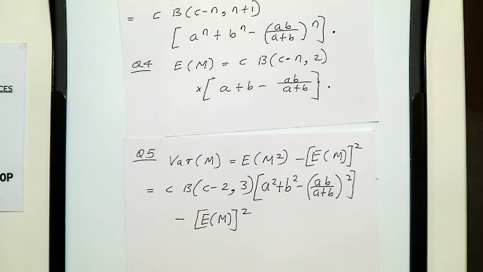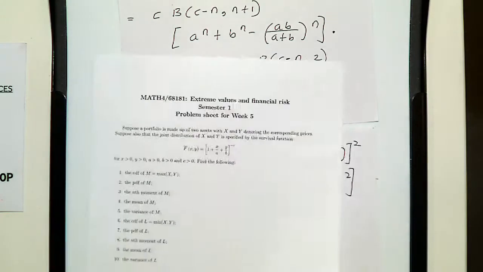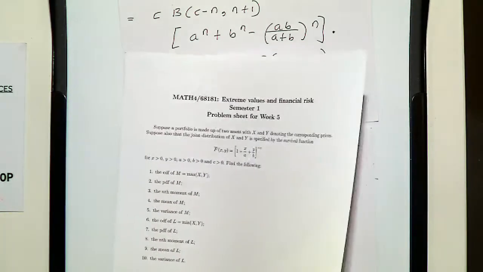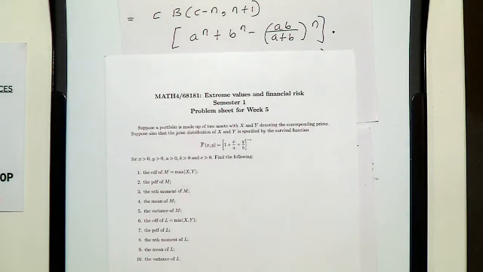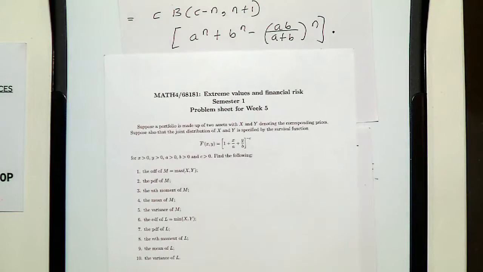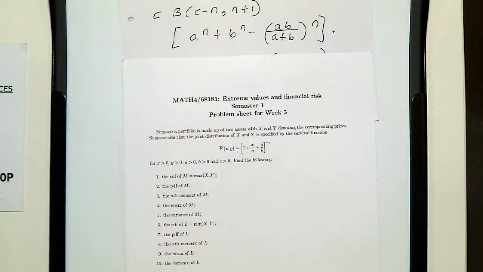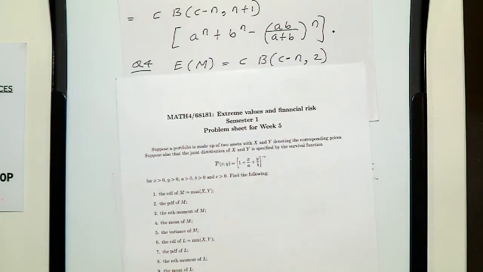Any questions so far, guys? You all okay? All right, now I don't want to do all the solutions. So can you do the next part by yourself, please? I'll give you a few minutes. You do part 6, which is to find the CDF of L, which is the minimum of the two assets. Can you please take a few minutes and do part 6 of the tutorial sheet?